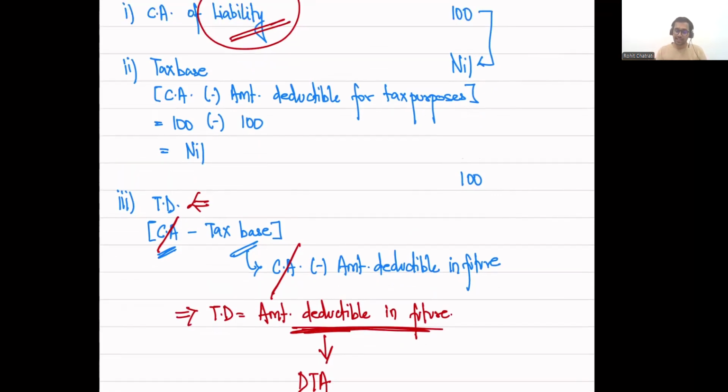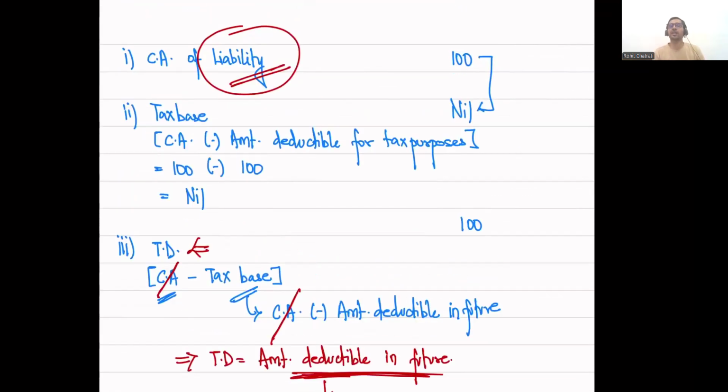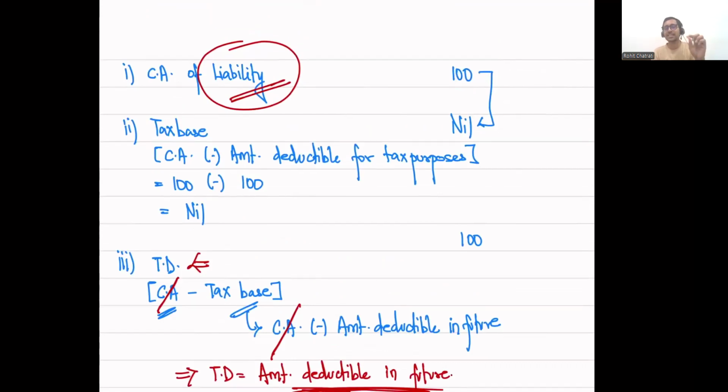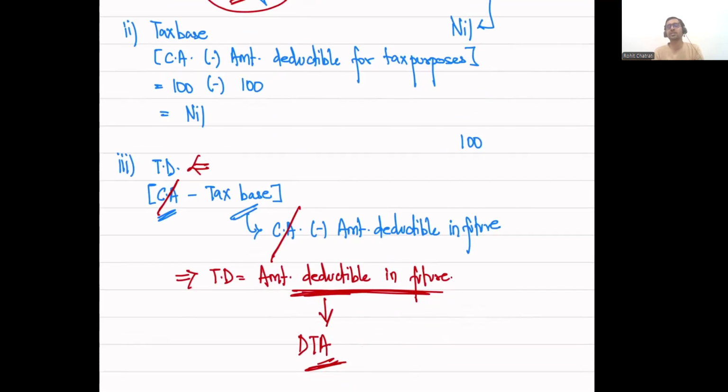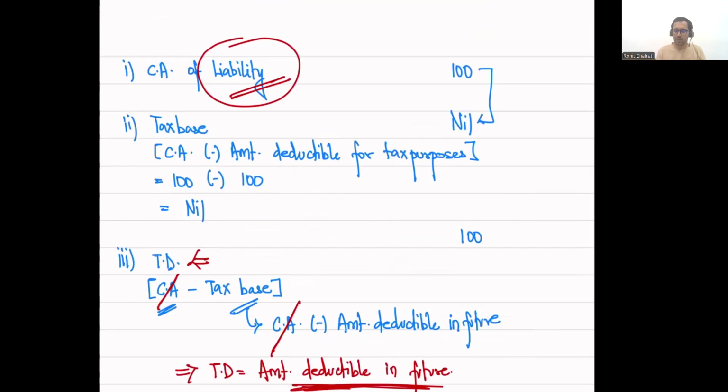For assets, the tax base was equal to the amount deductible in future. Remember, for assets, the tax base was the amount deductible in future, whereas for liabilities, the temporary difference is going to be the amount which is deductible in future. And typically, temporary differences arising on liabilities are deductible differences only, and as a result of that, you will usually create a deferred tax asset.